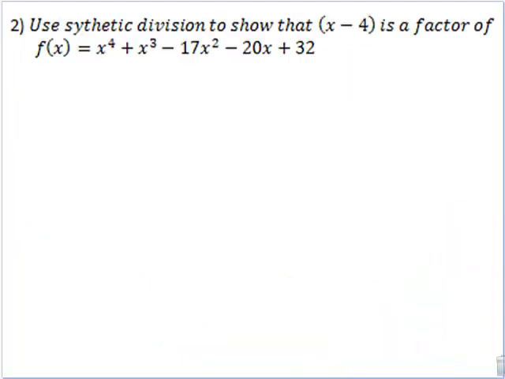All right, so now we're going to do the same type of thing, and we want to show that we have a factor. I'm actually giving you the factor that works. So we want to do the synthetic division and get a 0 for the remainder. And then we're going to see if we can factor what we have left. So use synthetic division to show that x minus 4 is a factor of f of x equals x to the 4th plus x cubed minus 17x squared minus 20x plus 32.